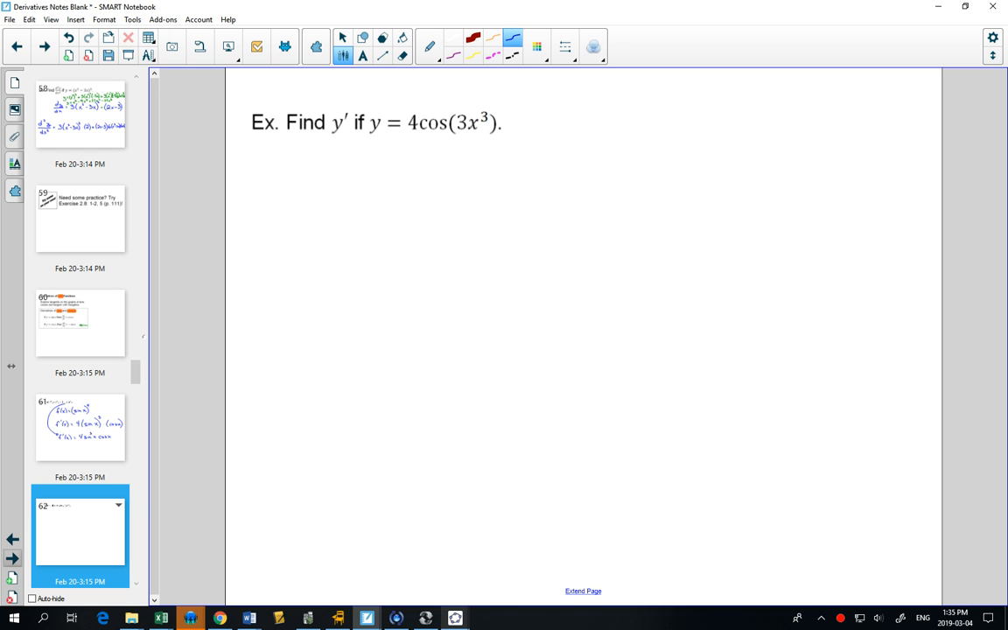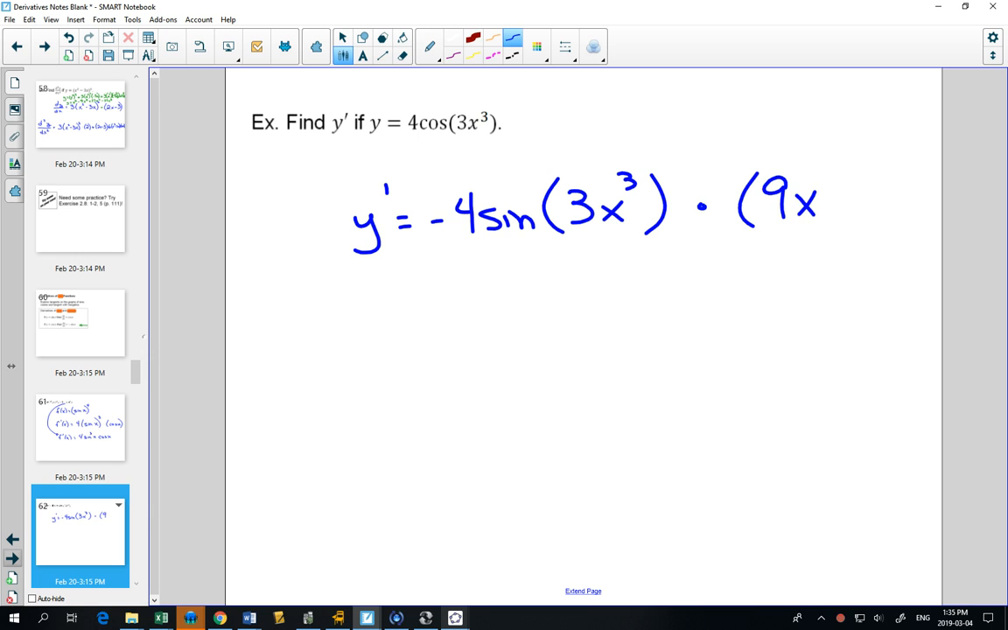And so now when we do the chain rule, we have to decide which derivative are we going to do first and what are we going to keep the same. We always keep the inside function the same. So the 3x cubed is going to stay the same. The outside function is cos. What's the derivative of cos? Sine, and it's going to be negative, so you'll get negative 4 sine. Keep the inside the same. Multiply by the derivative of the inside function.